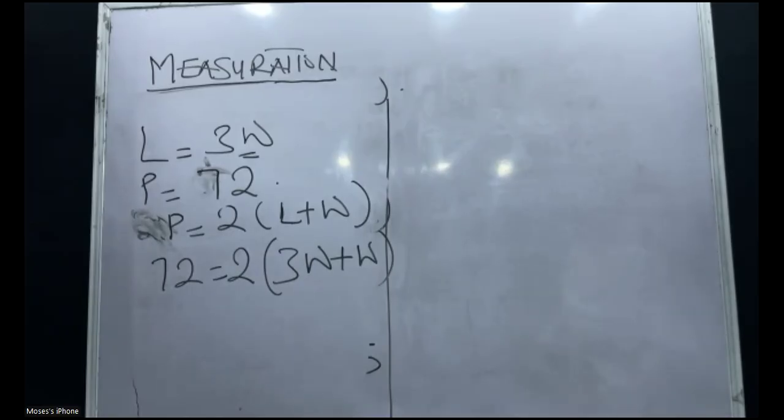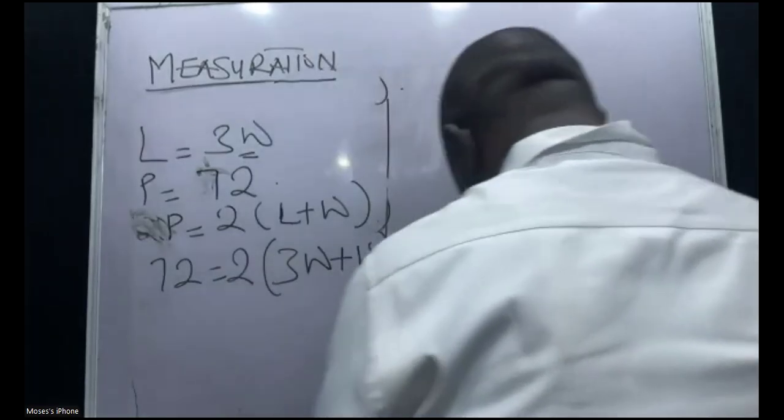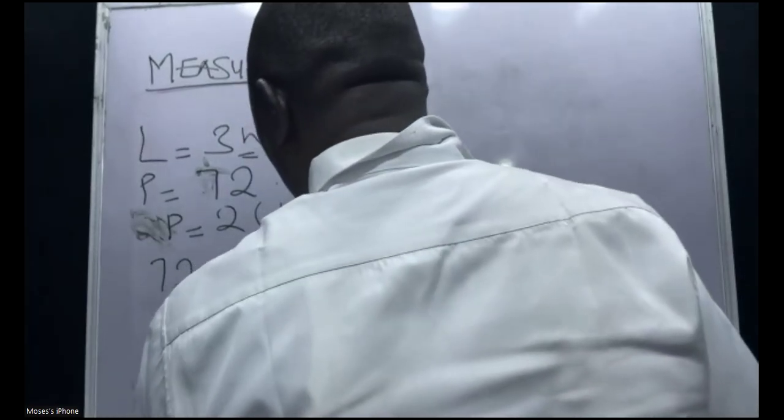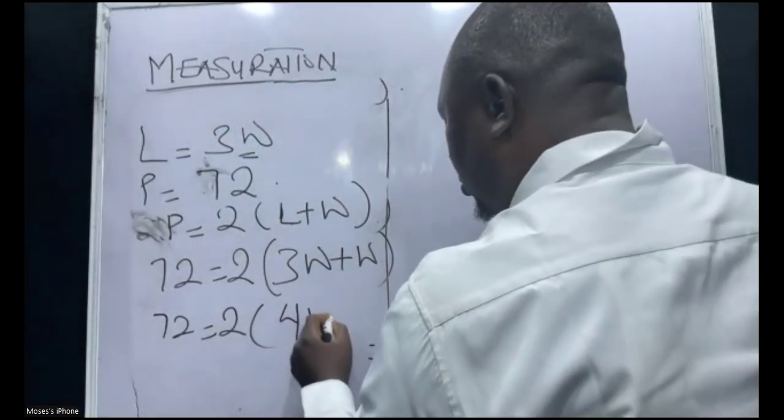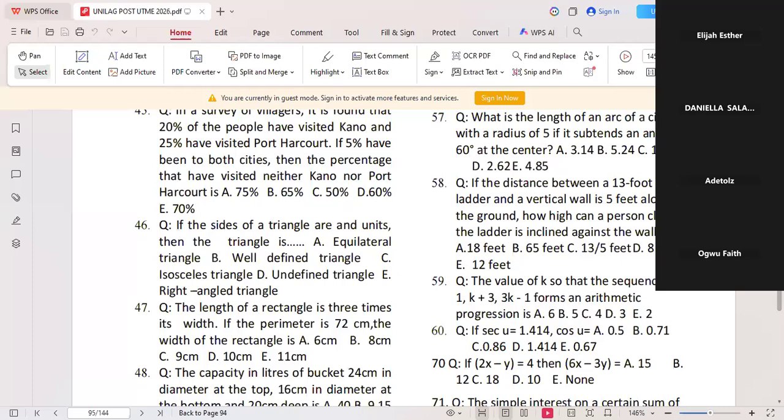Now, you simplify. Your 72 equals 2 bracket 3W plus 1W, which is 4W. Now, you open the bracket. 72 equals 8W. Your W is what? 72 divided by 8, which is what? 9. Is 9 there? Good. Our answer is C.